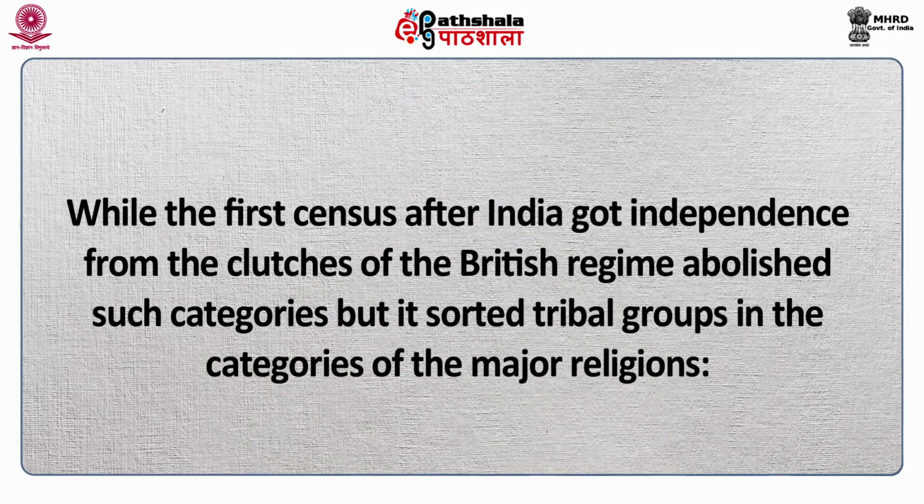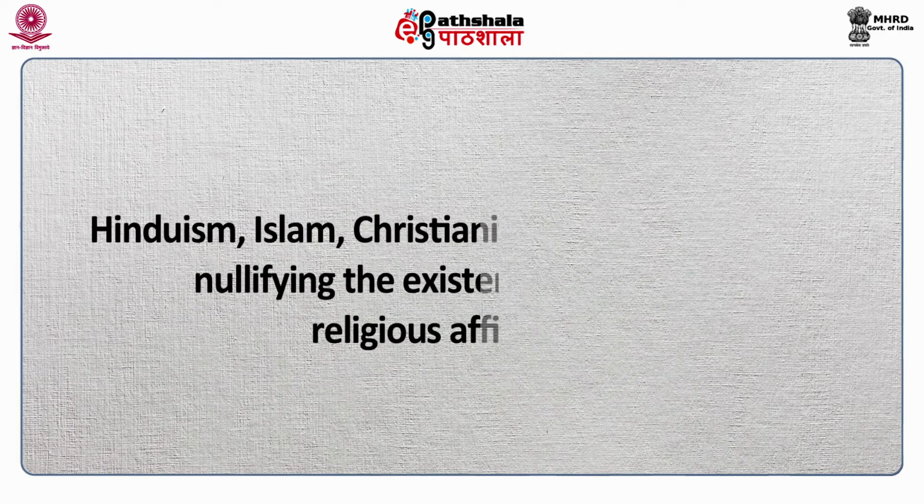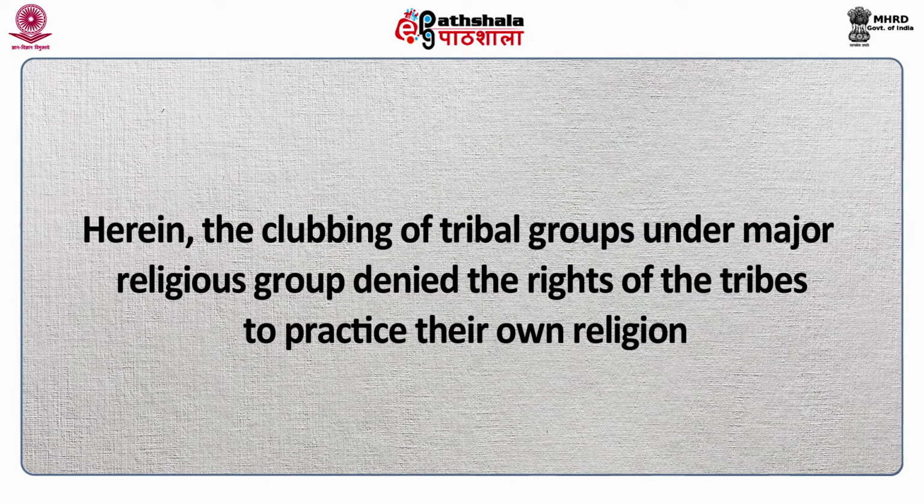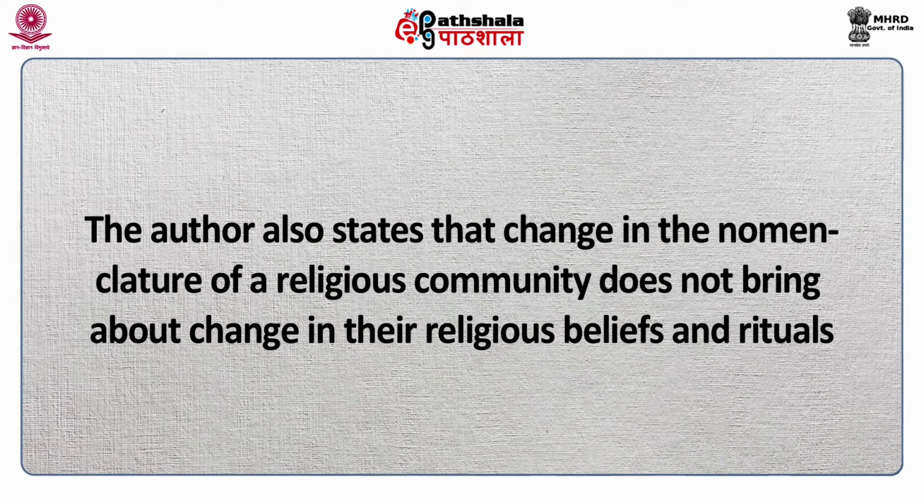T.K. Oommen's article on cultural change among the tribes of Northeast India states that in the British Indian census, variable categories such as enemies, naturalists, primitive, etc. were used to indicate tribal religious affiliations. The first census after India got independence from the British regime abolished such categories, but it sorted tribal groups into the categories of major religions, Hinduism, Islam, Christianity, and Buddhism, thus nullifying the existence of tribal religious affiliations. Herein, the clubbing of tribal groups under major religious groups denied the tribes the right to practice their own religion. The author also states that change in the nomenclature of a religious community does not bring about change in their religious belief and rituals.